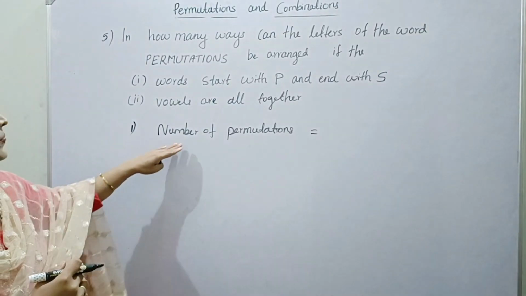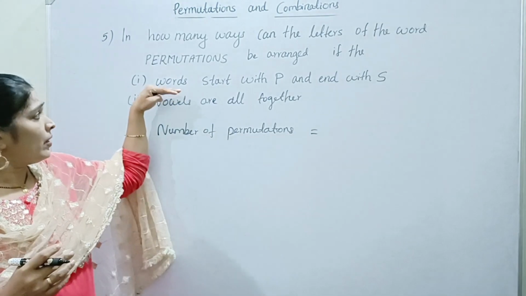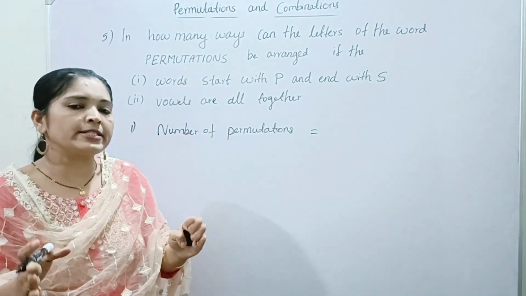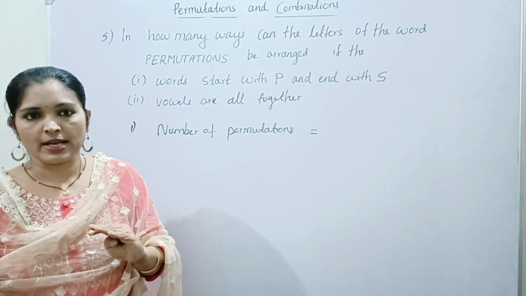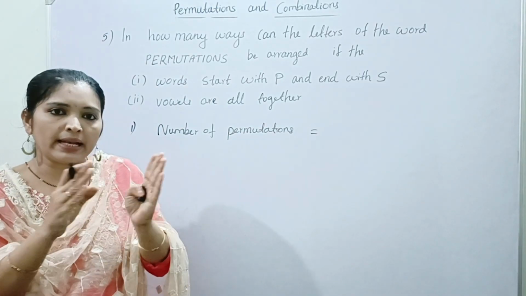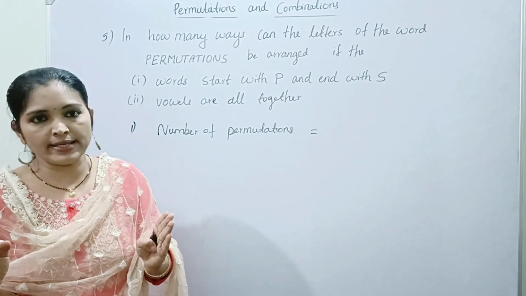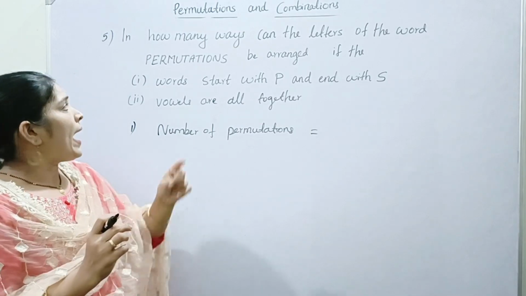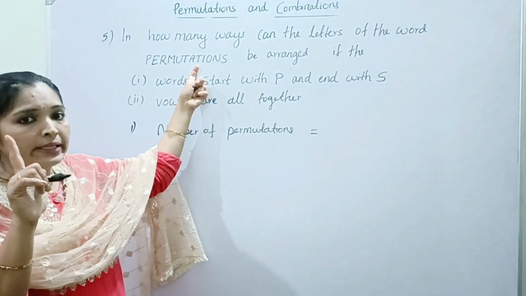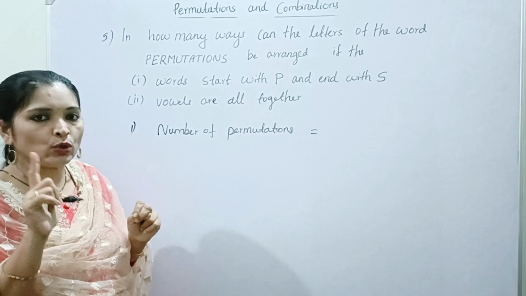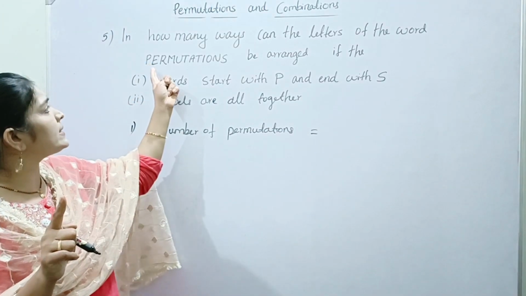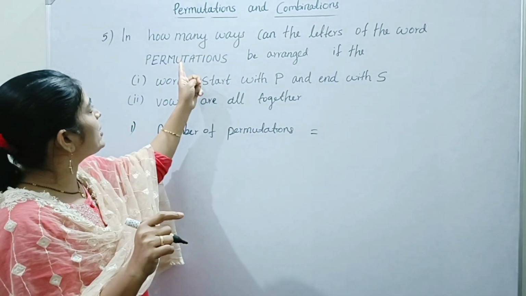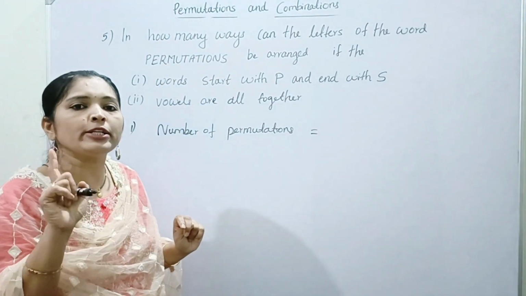Okay, so here, first of all, words start with P and end with S. So we have to write all the words that start with P and end with S. So we have to arrange all the letters in between P and S. So in between P and S, 10 letters are there, and T is repeated twice. Only T. No other letters are repeating except T, isn't it? All the letters are different except T. So T is repeated twice.